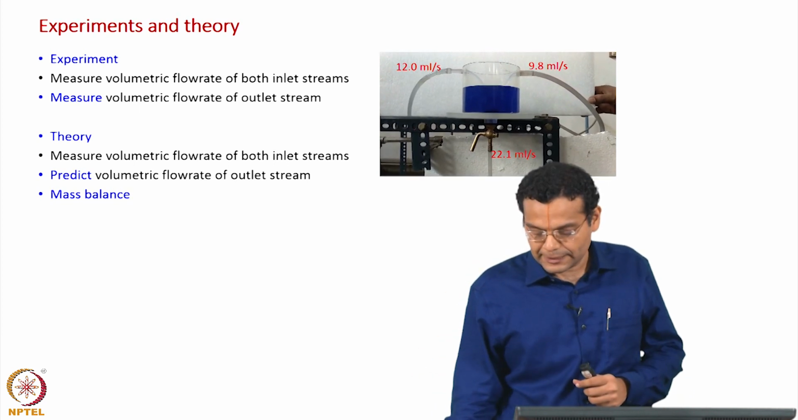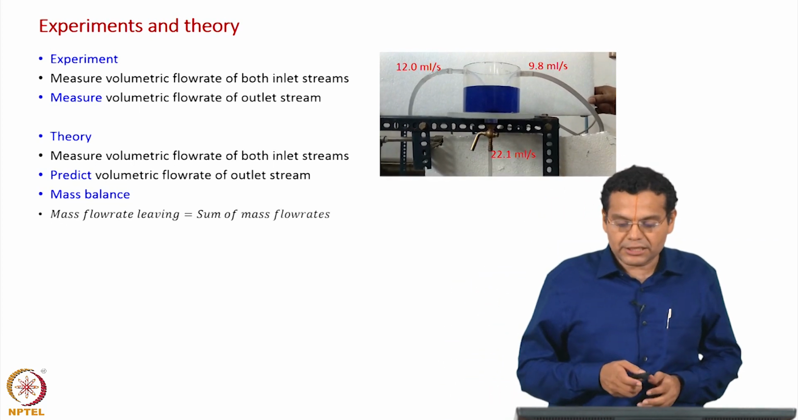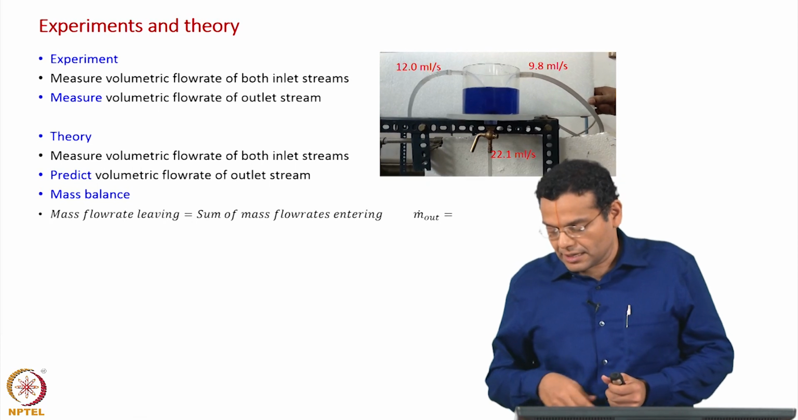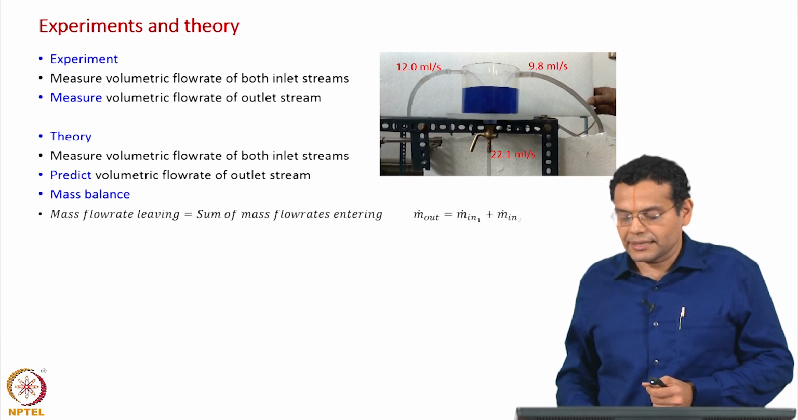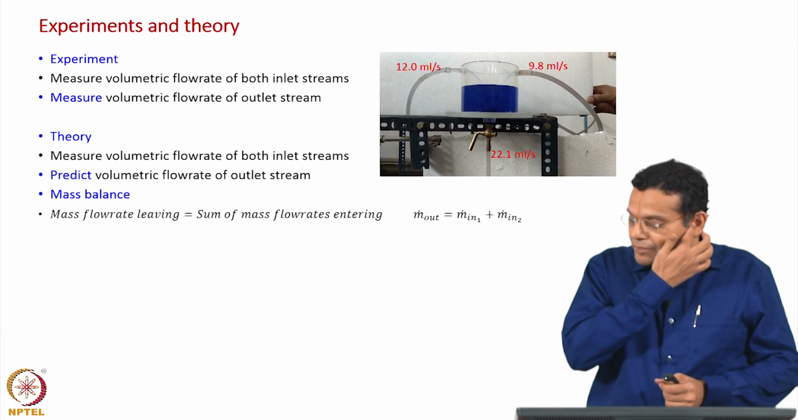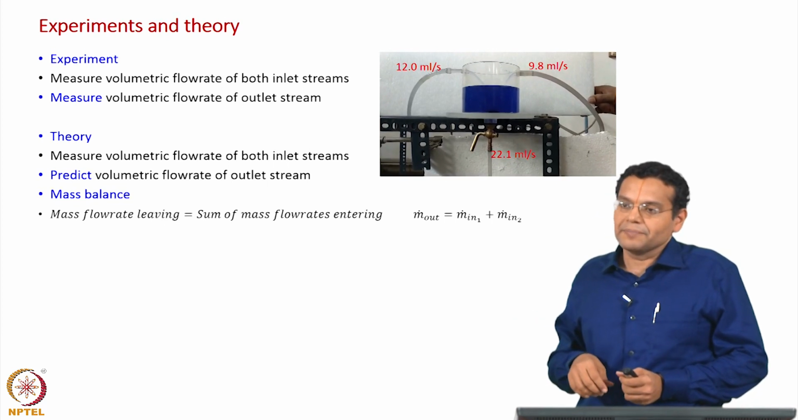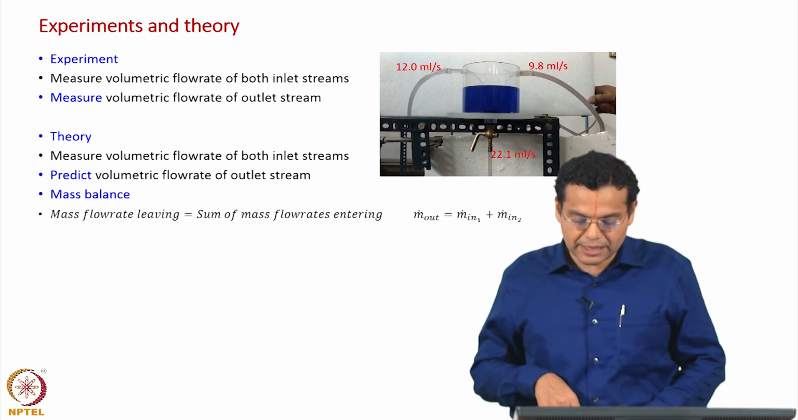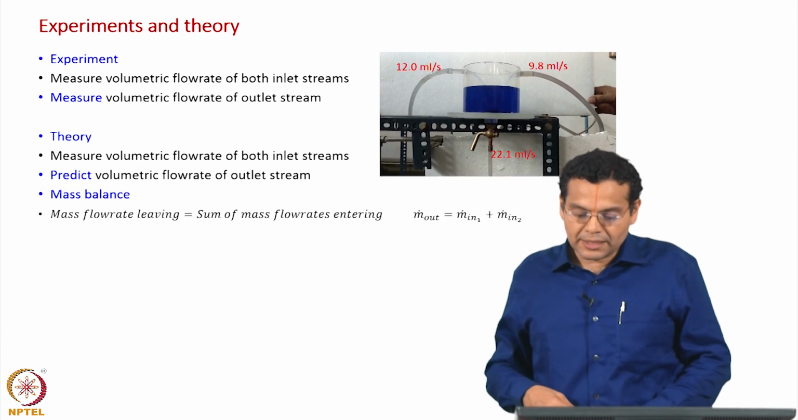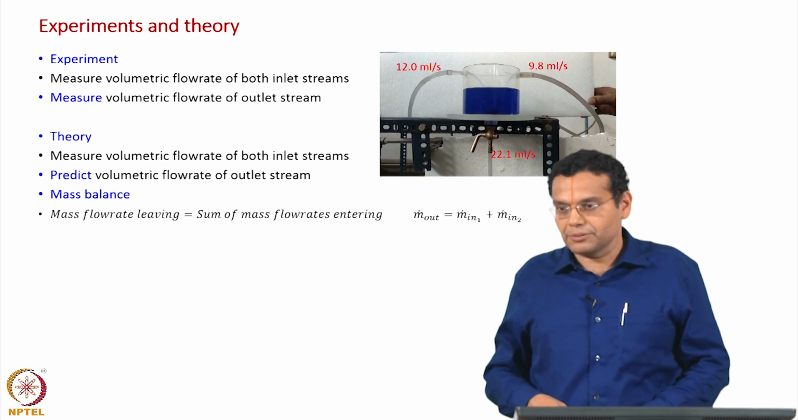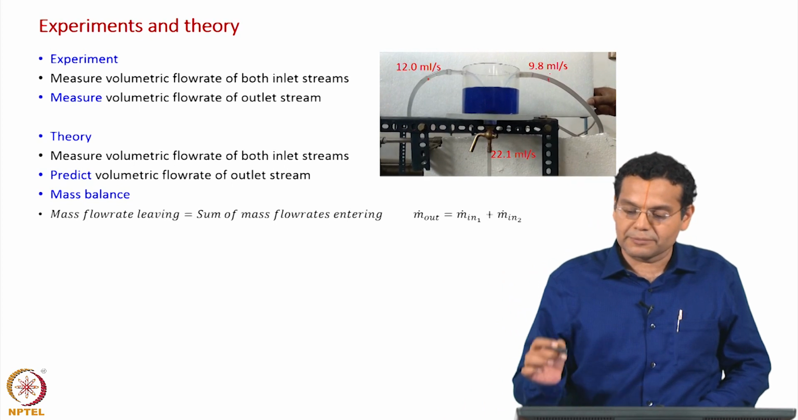inlets and 1 outlet, the mass balance is very simple. It just says that the mass flow rate leaving through the outlet stream is equal to the sum of mass flow rates entering through the 2 inlet streams. Expressed as an algebraic equation, it says m dot out, where m dot represents the mass flow rate and out represents that it is leaving, is equal to m dot in 1 plus m dot in 2, which are the mass flow rates of these 2 inlet streams.